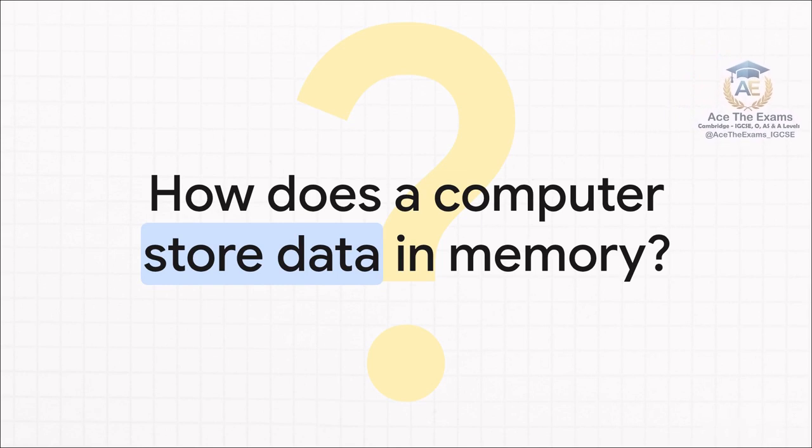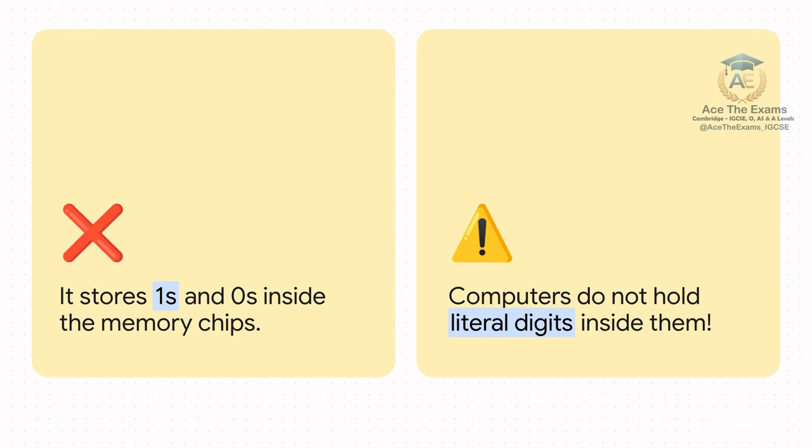of the hardware. The harsh reality here is that ordinary revision fails you when you imagine computers have tiny numbers physically sitting inside them, like some sort of electronic alphabet soup. If you write down that it stores ones and zeros inside the memory chips, you're getting exactly 0 marks. Because think about it, if you literally crack open a CPU, you are not going to find a sea of microscopic ones and zeros floating around in there.